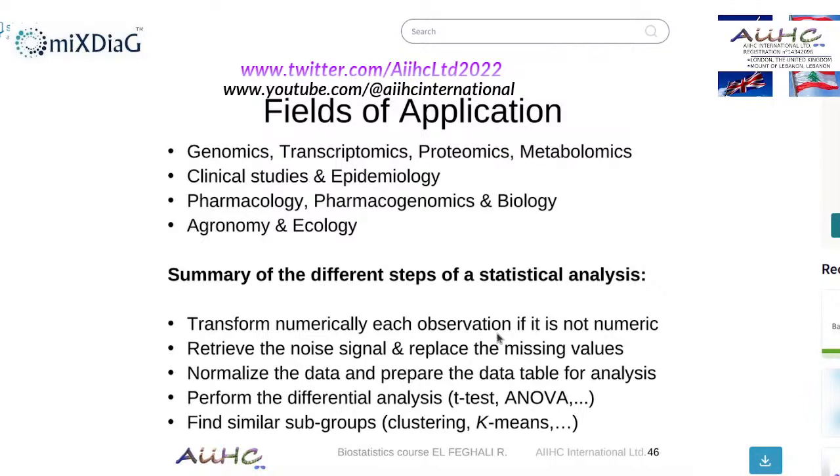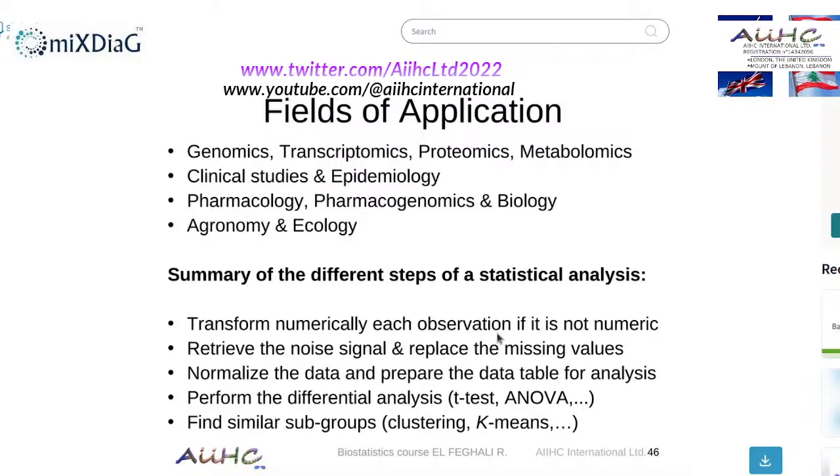Noise signal, here we don't have a noise signal. Noise signal is whenever you have an experimentation. For example, if you have a big bomb falling between the cops and the civilians, this bomb will be a noise signal, because it's not really the effect or the act of the cops on the civilians. So here we erase this signal from our study. Normalize the data and prepare the data table for analysis. Here you normalize the data between Paris, for example, Washington and Sydney.